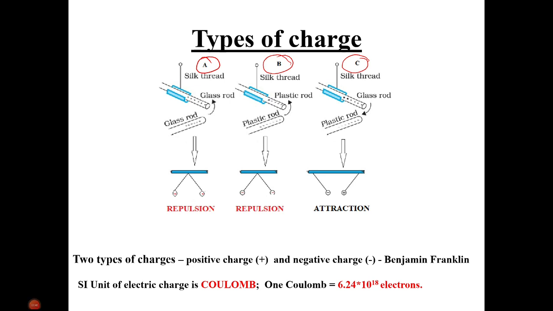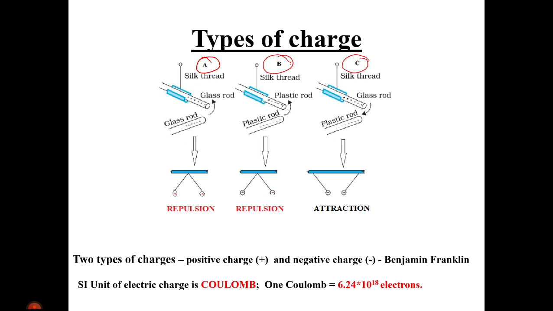From the experiment, we can see that the same kind of materials repel each other, but different kinds of materials attract each other. That means in the same kind of material, the same charges are produced. That's why they repel each other. But in different kinds of material, opposite charges are created, so they attract each other.